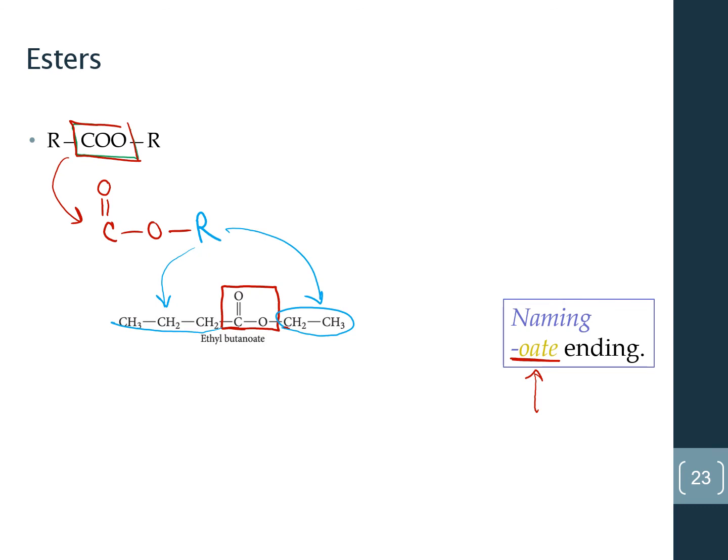Like what you have right here. If you have a structure right here, you should be able to look at the functional group. What you have is a carbonyl bonded to oxygen, and that will be the functional group for esters.